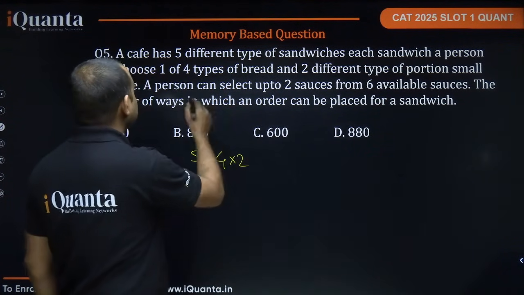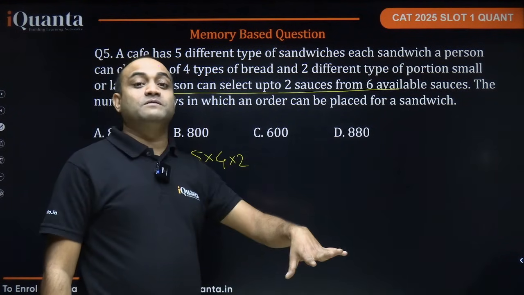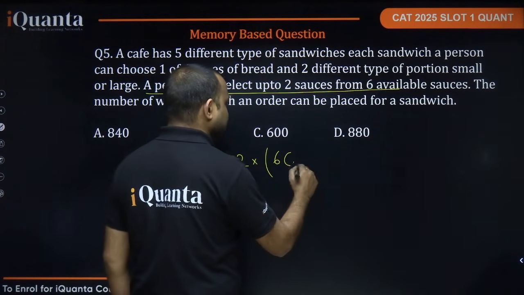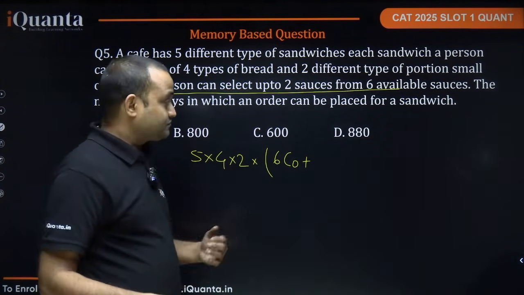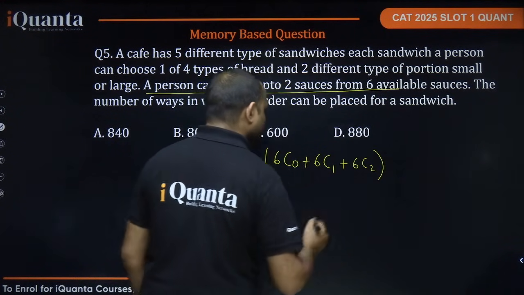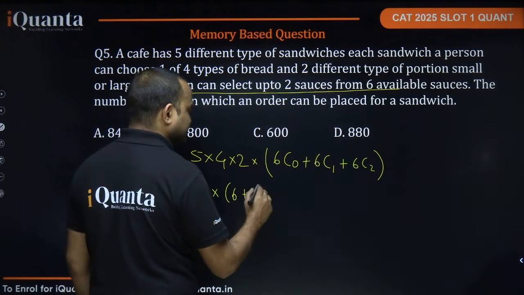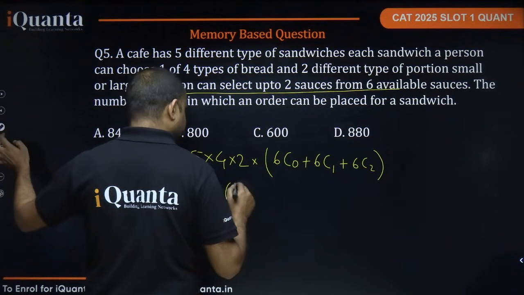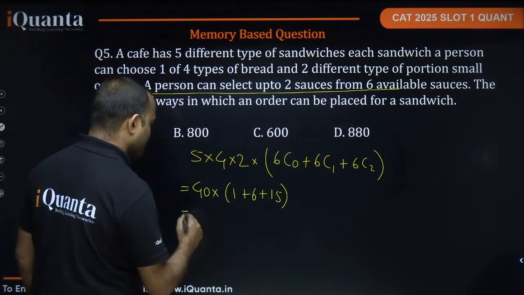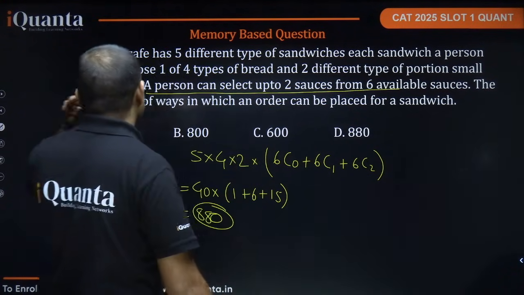But now this makes it very interesting that out of 6 available sauces, you can select maximum up to 2 sauces. So what we can say, number of ways of selecting these sauces, out of 6 I can choose no sauces at all, right? And then out of 6 I can select 1, and out of 6 I can select 2. So this will be equal to 40 into 6C0 is 1, 6C1 is 6, and 6C2 is 15, which is 22, and this will become 880. And that's the answer of this question.